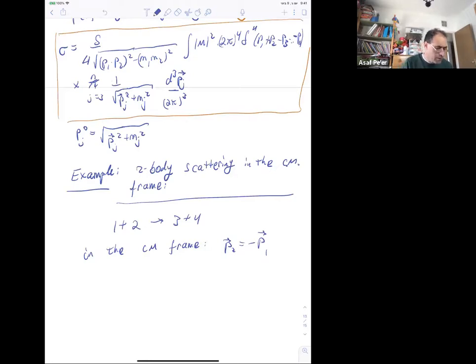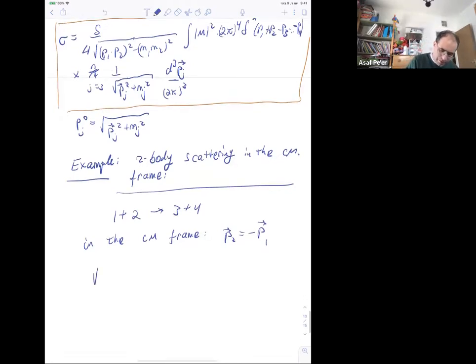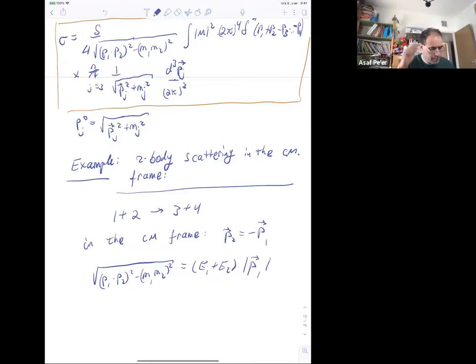So the square root of (p1 dot p2) squared minus (m1 m2) squared is just (E1 plus E2) times the magnitude of p1. Simple direct substitution would give it. I just did it, just do it.